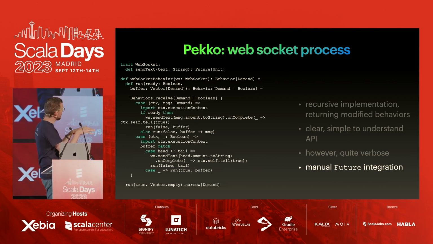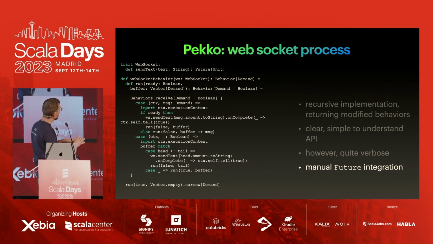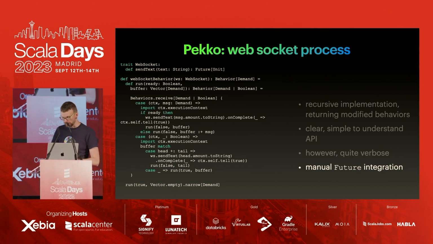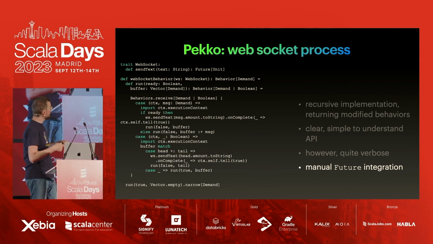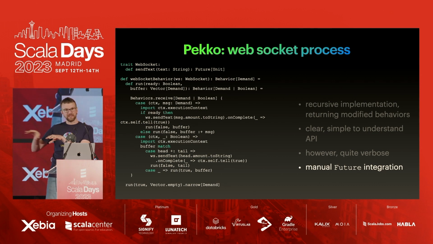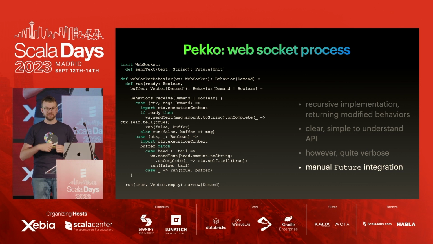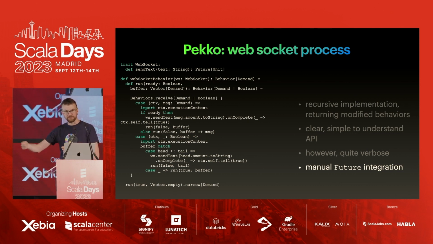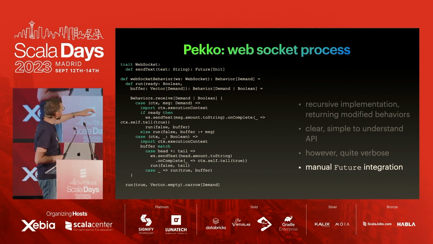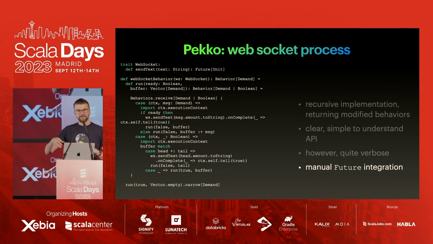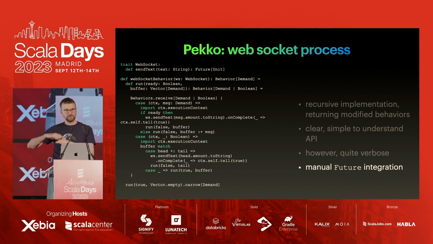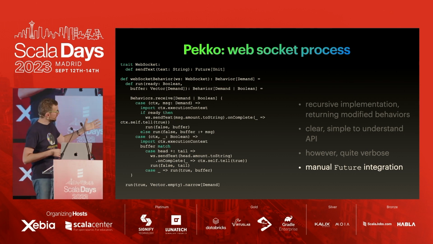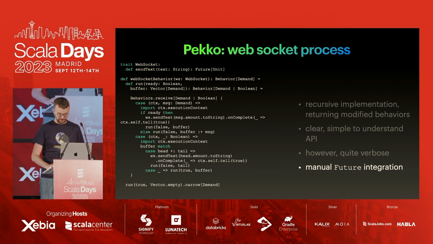So we have to manually make sure, and additionally, the whole problem is that the actor always needs to be ready to process messages, right? So when we are in the process of sending one WebSocket message, we need to buffer the incoming demand messages, and only when we are done, we can send the next one. So here, most of the code is dealing with buffering the incoming messages so that we keep the sequential nature of the WebSocket interaction. So with this Future integration, again, there's some friction.